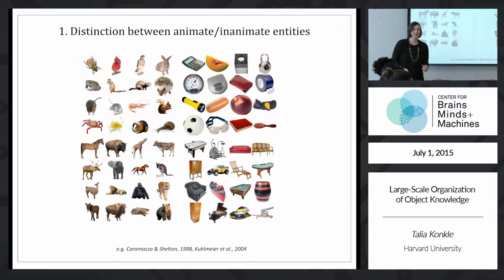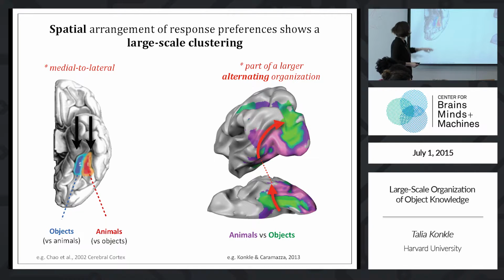Okay, so animate versus inanimate is a fundamental division. We've known about it developmentally, from babies. And patients with lesions have deficits in one category or the other. If you scan human participants and look at regions that are more responsive to animals versus objects, or objects versus animals, you find that they cluster. Here we're looking at the ventral surface. This is a patch of cortex, and all of this cortex responds more to objects than animals. And right next to it is the opposite preference. All of this cortex responds more to animals than objects.